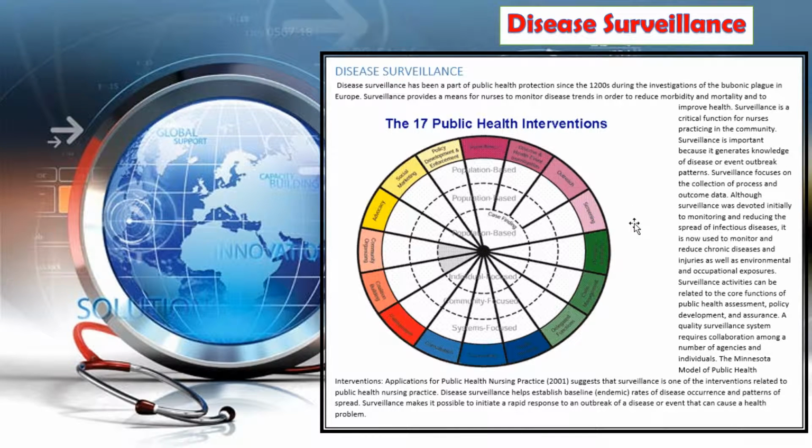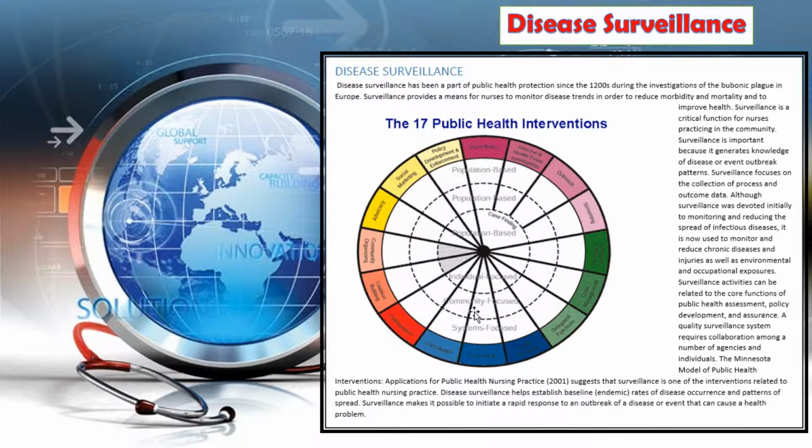Surveillance activities can be related to the core functions of public health. It can be part of policy development. It can be part of assurance as well. And it can be part of assessment. A quality surveillance system requires collaboration among different agencies and individuals. This is called the Minnesota Public Health Interventions Wheel, or the intervention wheel. Applications for public health practice suggest that surveillance is one of the interventions related to public health nursing practice. So surveillance is a pretty big part of what public health nurses do.